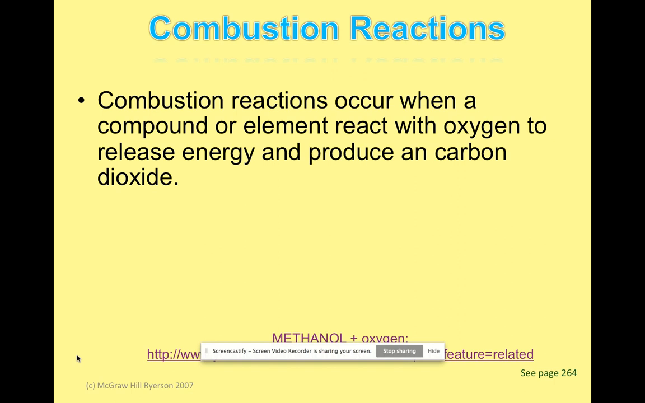Okay, now that you have labeled your interactive notebook, we're going to dive into notes. It's only 2 slides, not a whole lot of info, but it's pretty important. So go ahead and start taking notes as I talk. Combustion reactions occur when a compound or an element with oxygen releases energy and produces carbon dioxide.